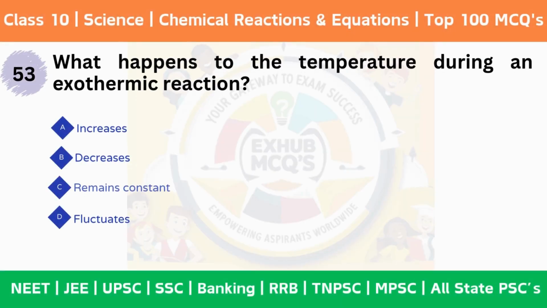MCQ 53. What happens to the temperature during an exothermic reaction? Option A, increases. Option B, decreases. Option C, remains constant. Option D, fluctuates.